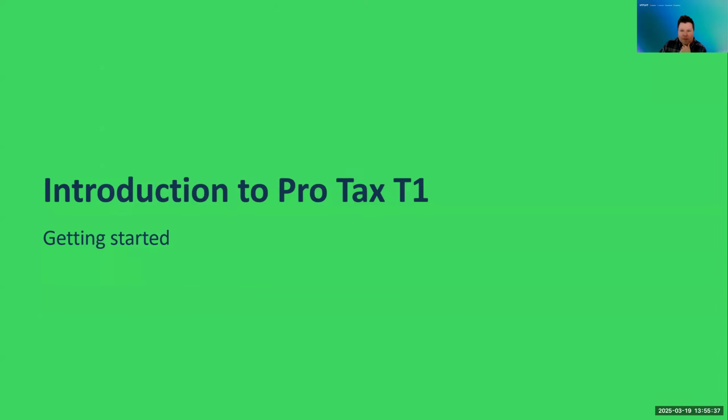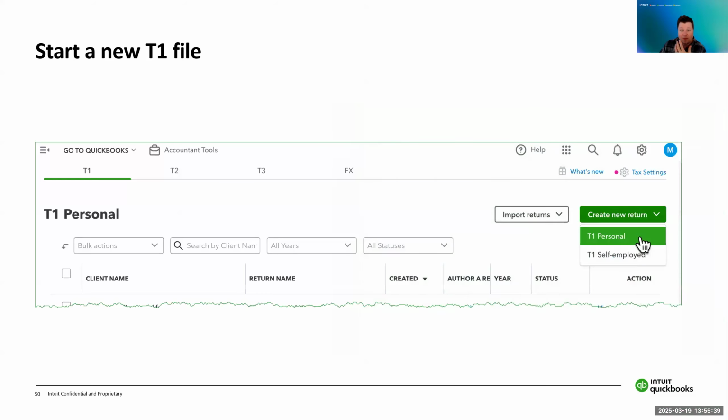Okay, so getting started, if we are creating a tax return directly in ProTax, you click the create a new return option. It has a drop down. There you have two options. This is when we're just in the T1 environment, remember. You have the regular T1 personal tax return or the T1 self-employed tax return.